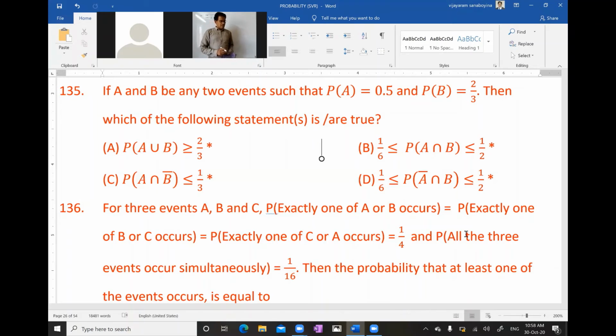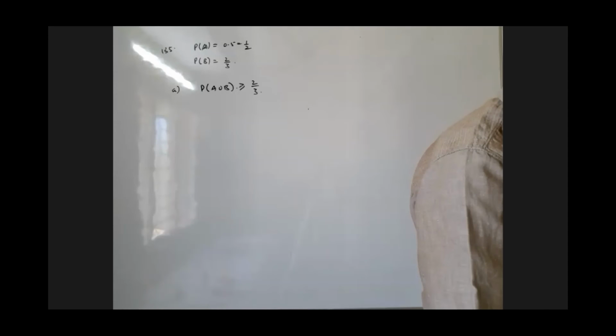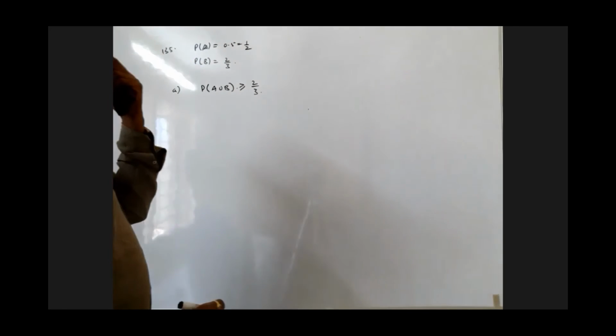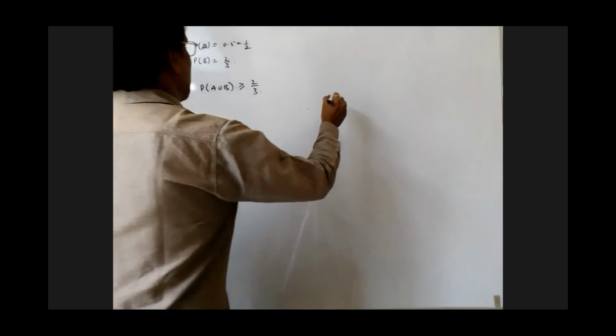Yes, my dear. Now first one is he's talking about the probability of A union B. This is the given information here. First option, my dear: probability of A union B is greater than or equal to 2 by 3. But because this is more than one option, my dear, better I'll check one by one. So stop sharing now. Probability of A union B is greater than or equal to 2 by 3. Yes, my dear, it said A and B.